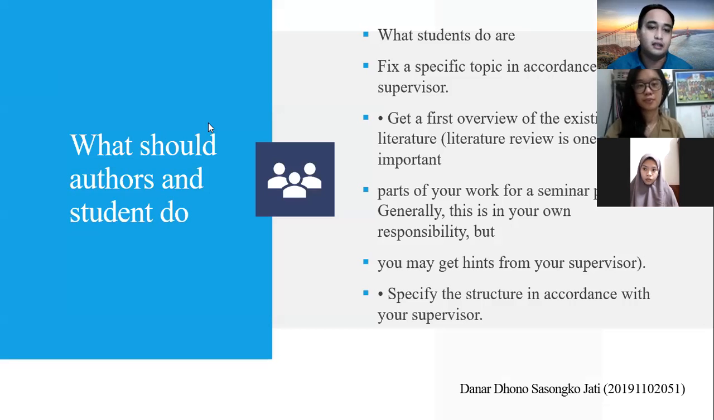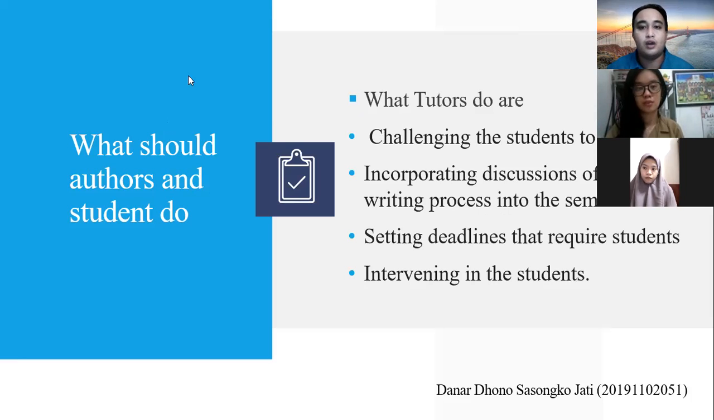And the next slides, this part, I'm going to explain what authors and students should do. The first part I will explain is what students do: fix a specific topic in accordance with your supervisor, get a first overview of the existing literature. Literature review is one of the important parts of the work for a seminar paper. Generally, this is in their own responsibility, and they may get hints from the supervisor, like specifically the structure in accordance with the supervisor. And in the next slide, I'm going to explain what tutors do.